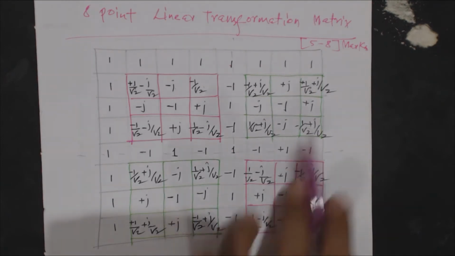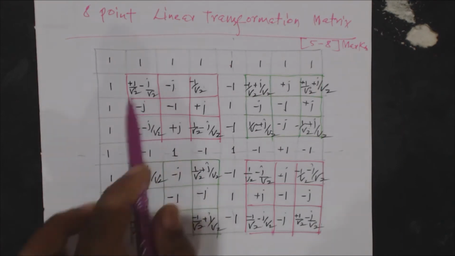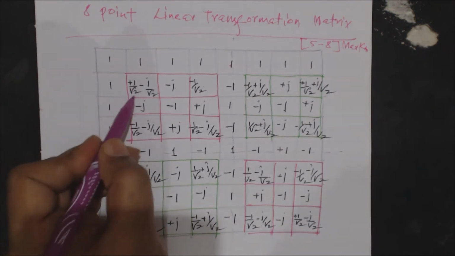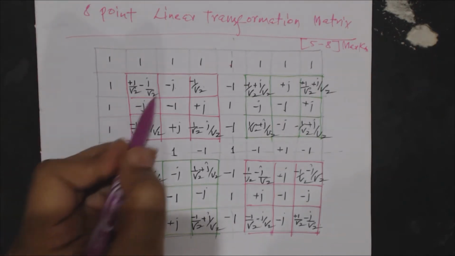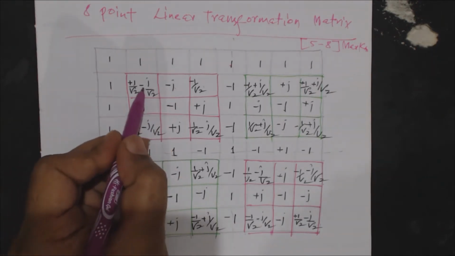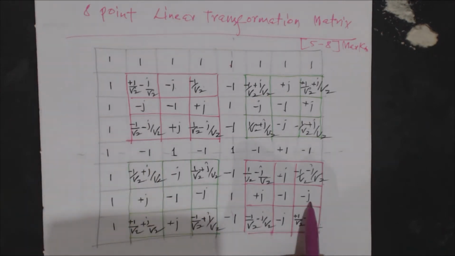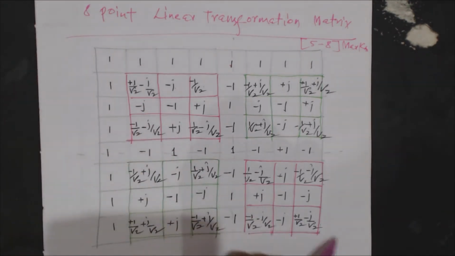Now next, locate all the outer corners of this 7x7 matrix. And remember, in these outer corners, the real part should always be positive. So this will be plus 1 by root 2, plus 1 by root 2, plus 1 by root 2, plus 1 by root 2. Now how will you decide the imaginary part? Remember, if this is minus j, this will also be minus j by root 2. In the same way, as this is minus j, this will be minus j by root 2. And remember, this whole diagonal will have the same value.